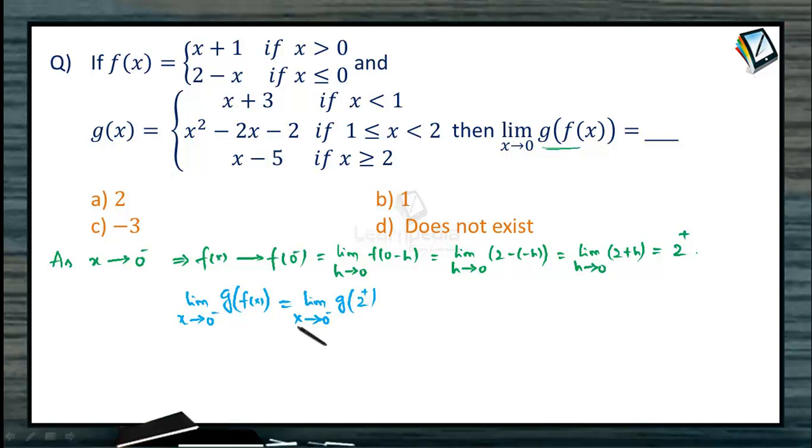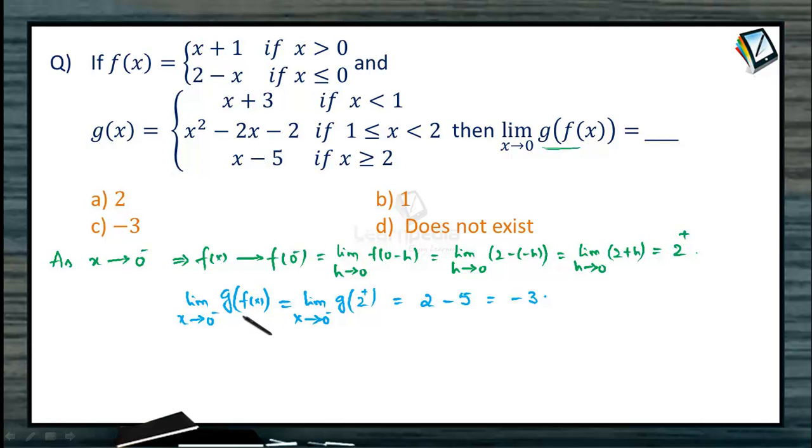Now how do we calculate limit x tends to 0 minus of g(2 plus)? There, when x is more than 2, g(x) is defined as x minus 5, then it is 2 minus 5, that means the limit value on the left hand side of 0 is minus 3. So for the required limit, we have evaluated the left hand limit as x tends to 0. Now if this limit is equal to the right hand limit, then the final limit exists. Otherwise the limit does not exist.